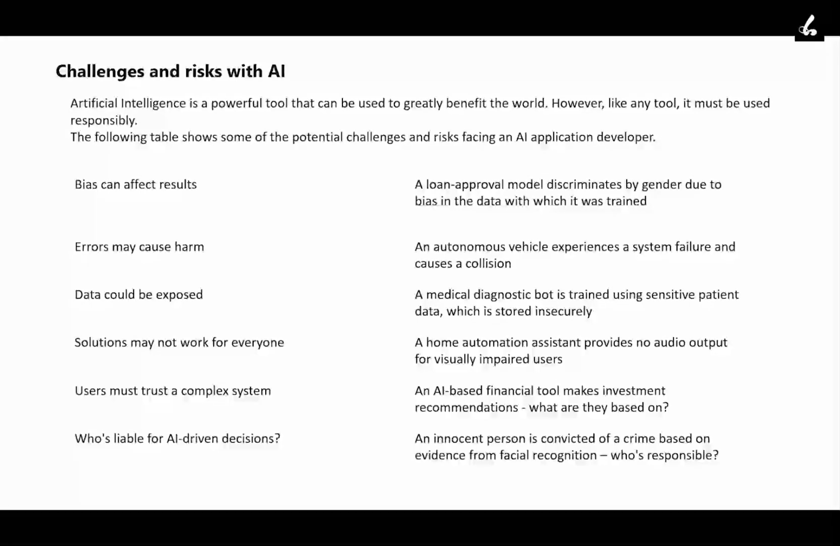Now, errors may cause harm, like an autonomous vehicle experiencing a system failure and causing a collision. Simply, like automated driving cars, if they have some errors, we cannot rely on them, because ultimately they are going to cause accidents. Or if automated robots are on assembly lines, and they have errors, they can harm production as well.